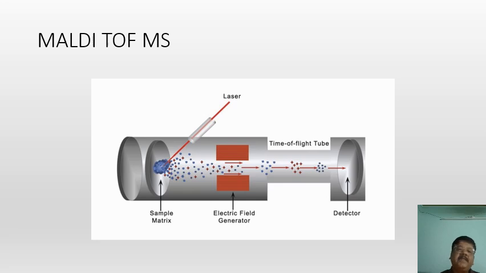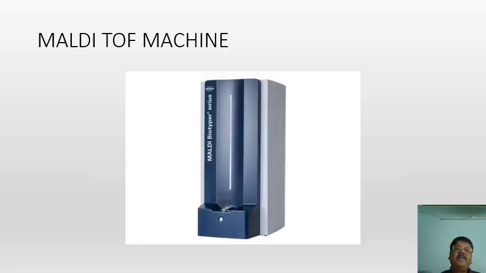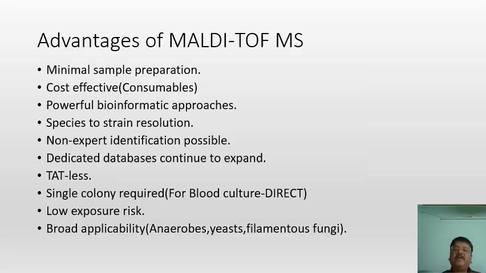So you can see this. You can see the sample matrix is here, and with the help of a laser, there is a release of ions. The ions will pass through an electric field generator, and then further they will pass through the time of flight tube, and afterwards they will go to the detection, which will produce the spectrum, and that spectrum is analyzed by the machine. So this is the machine, MALDI TOF, a very costly equipment, maybe 1.5 crore. So it is in crores.